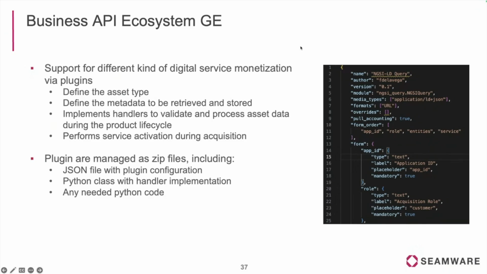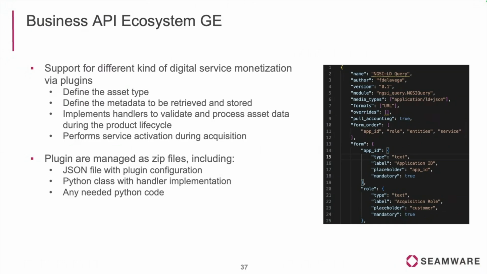Okay, as I mentioned before, the Business API ecosystem generic enabler is intended to create different marketplaces for different monetization scenarios. That means that the idea is that the Business API ecosystem can support the monetization of any kind of digital service. This can be achieved in two different ways. You can do what we have seen in the interactions before, which is delegating on an external procurement system, or you can create what we call a plugin for the Business API ecosystem with a particular code that is needed for the procurement and the instantiation.